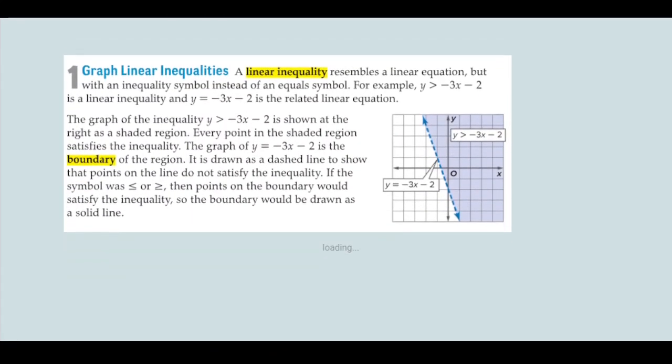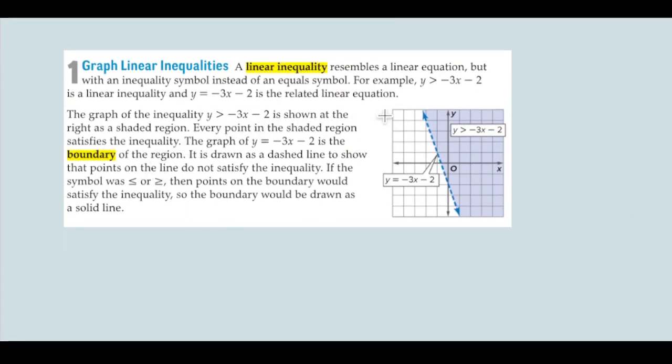So let's take a look at this first sheet here. It says a linear inequality resembles a linear equation, but with an inequality symbol instead of an equal symbol, right? And we're familiar with these. For example, y is greater than negative 3x minus 2 is a linear inequality, and y equals negative 3x minus 2 is the related linear equation. The reason they call them related is because they make basically the same line on the graph. So if you remember how to graph this, you have the hardest part of graphing this completed already.